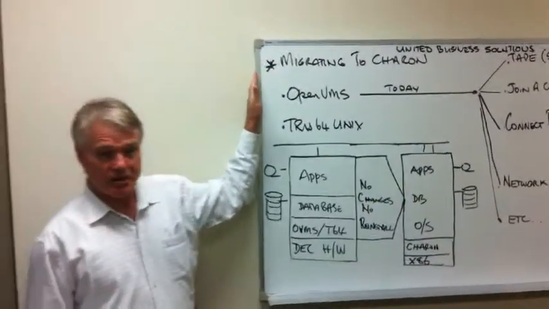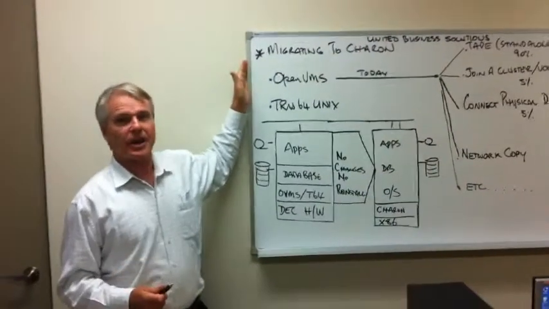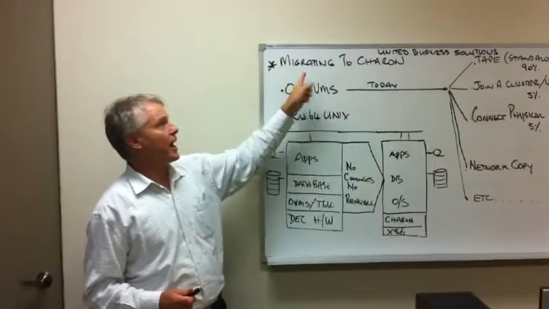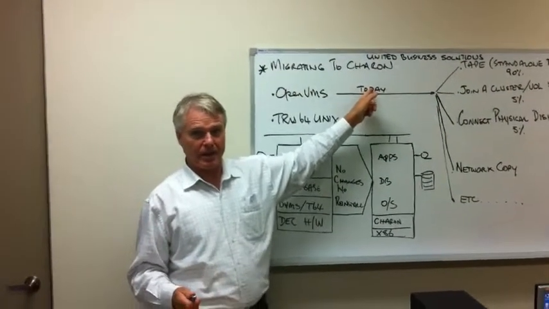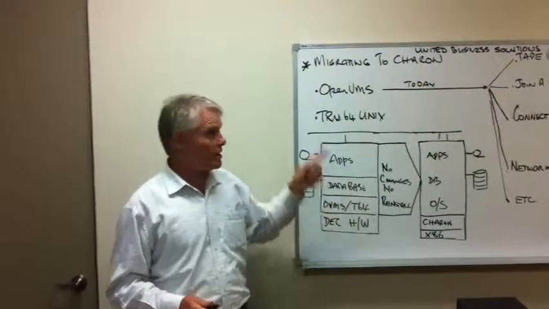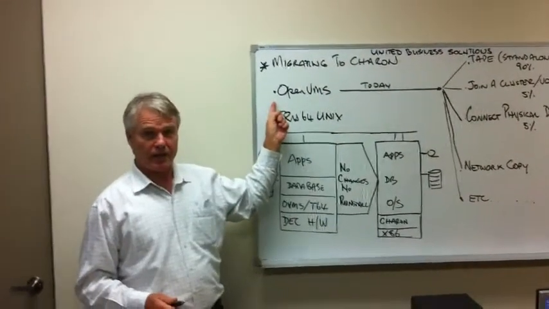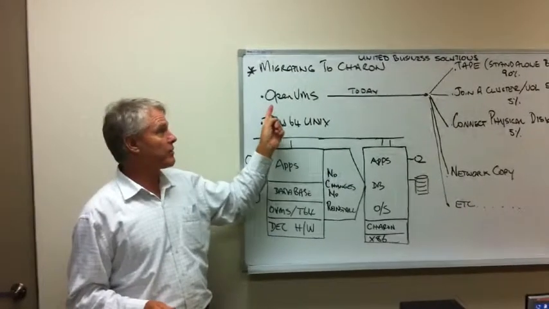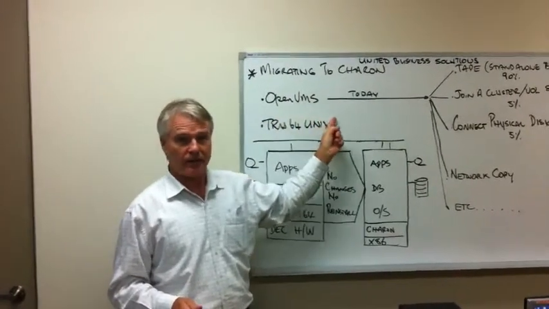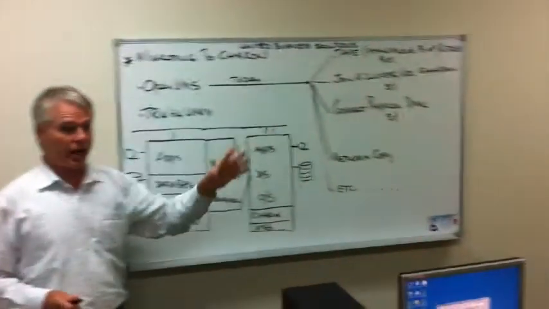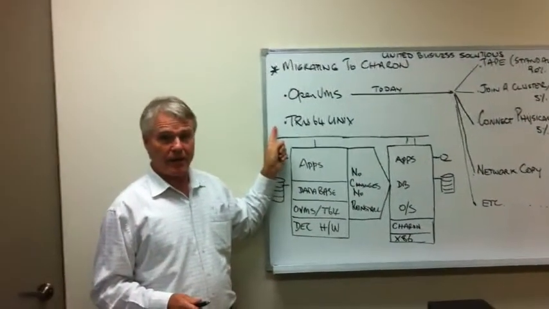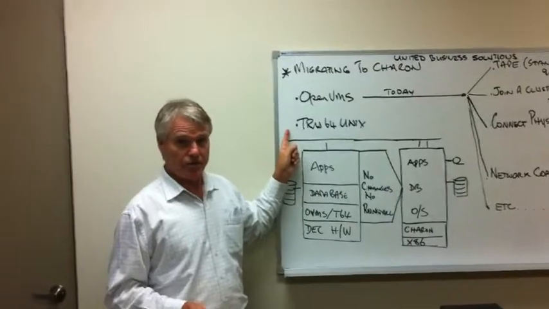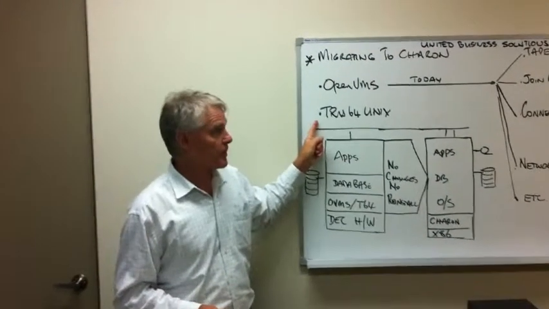The purpose of today's session is to address the most common question that we get asked by our customers and prospective customers: how do I migrate what I've got into a Charon environment? There's two pieces to this question. The first one we'll do today. We'll do it live on YouTube. We're going to migrate an OpenVMS Alpha environment to a virtual Alpha on Charon. Later on we'll come back and show the Unix people how to do true 64 Unix migration.